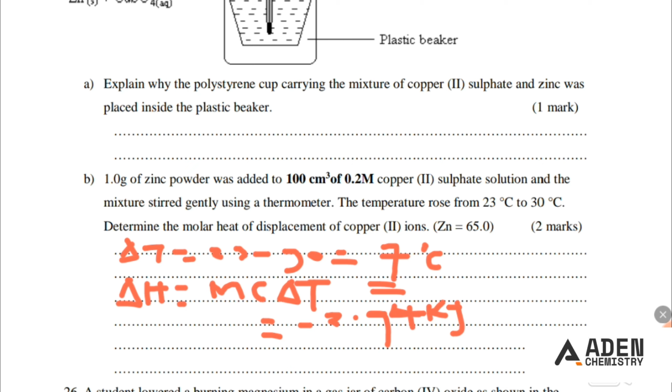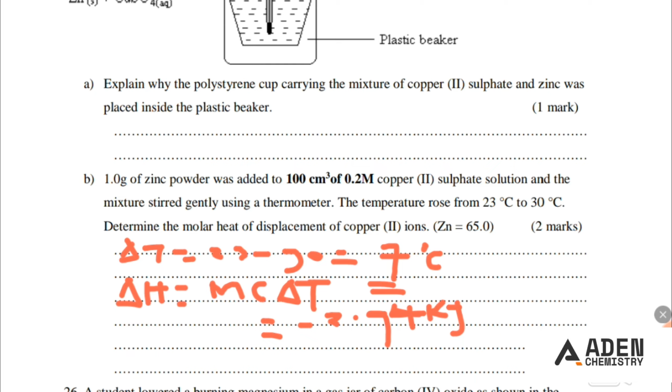But when we are talking about the one for zinc, here we are given the mass and the Rm. So we are going to say 1.0 divided by 65.0. There we are going to get 0.0154 moles. So the number of moles of zinc is smaller. So we are going to use that one as our number of moles.